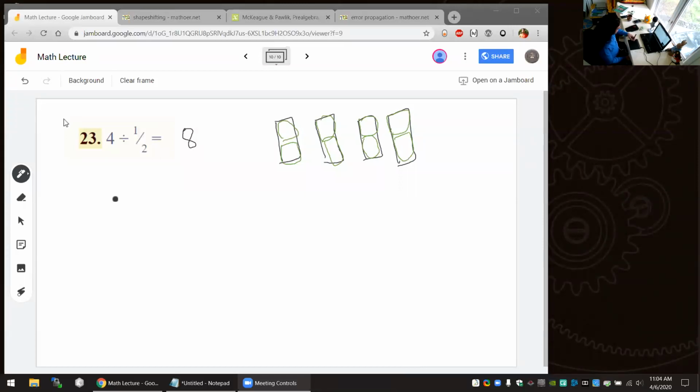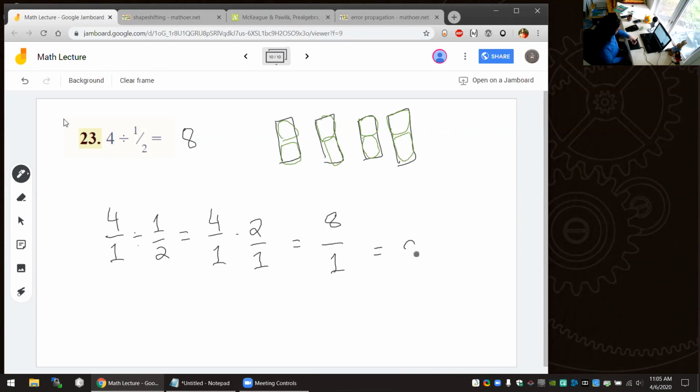Take the 4, turn it into a 4/1. To divide by a fraction, we flip and multiply. 4 times 2 is 8 going across. 1 times 1 is 1 going across. And 8/1 is 8. But you don't need to do all that.